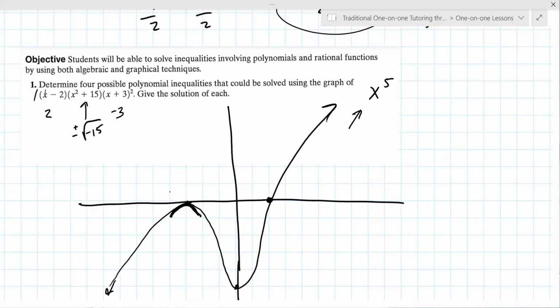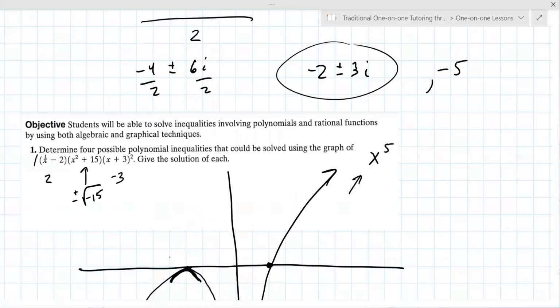I have no idea what this is asking for. I was thinking it would say something like, where is it less than 0, greater than 0? I don't know what a polynomial inequality is. I'll just ask about that.